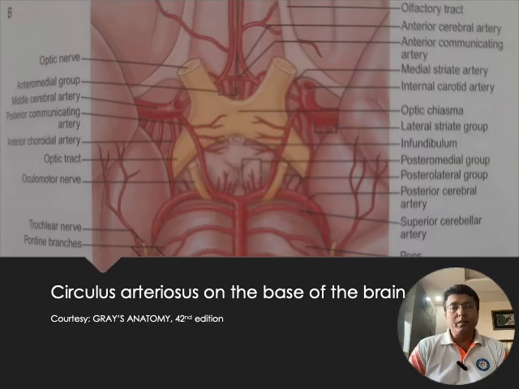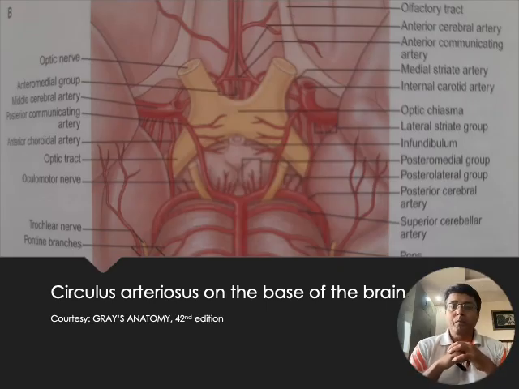posterior cerebral arteries, this one and that one, and the posterior communicating artery. And as you all know, the posterior cerebral artery is the end part of the basilar artery. So the circulus arteriosus actually is an arterial circulation system formed by the internal carotid artery and the vertebro-basilar artery system.